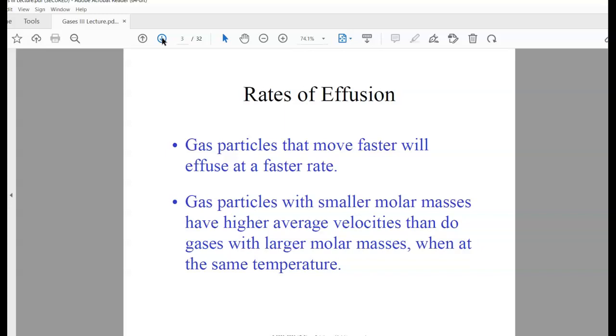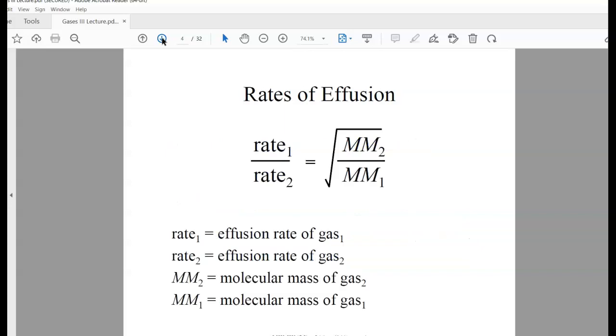Gas particles with smaller molar masses have higher average velocities than do gases with larger molar masses at the same temperature. We saw that in the last video. So we have Graham's law of effusion. The rate of effusion of gas 1 divided by the rate of effusion of gas 2 is equal to the square root of the molar mass of gas 2 divided by the molar mass of gas 1.